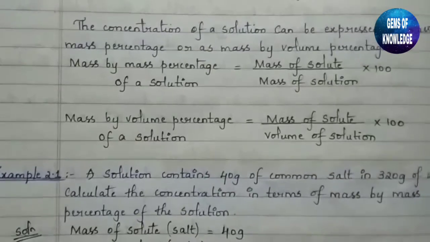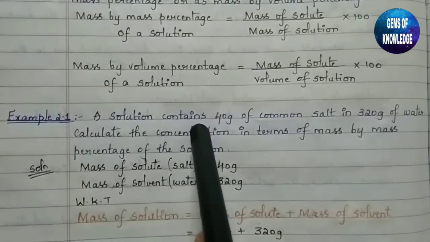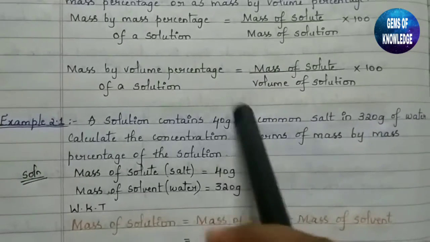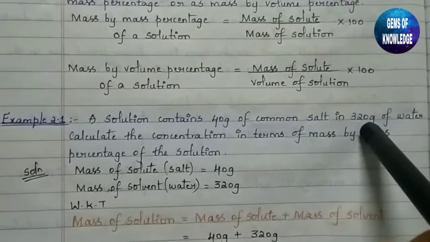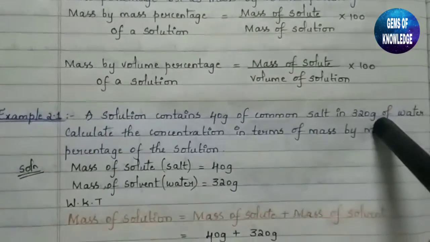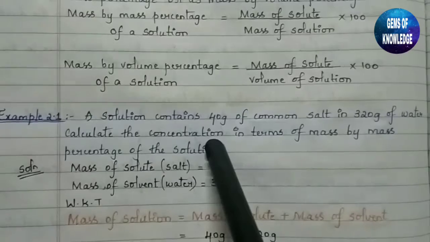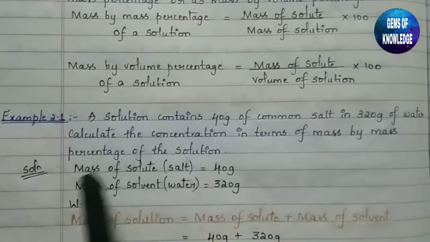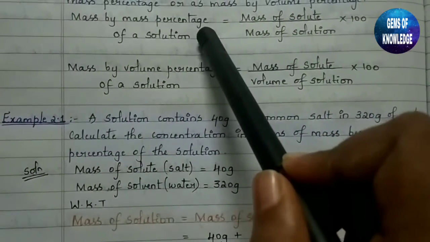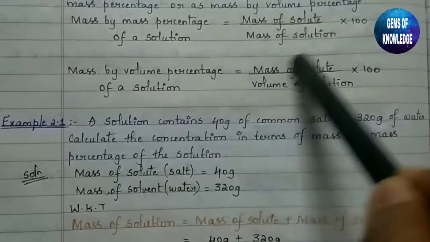Depending on this, one exemplar problem has been given. A solution contains 40 grams of common salt in 320 grams of water. So the water is taken as 320 grams, and in that 40 grams of common salt has been dissolved. What we have to do here is calculate the concentration in terms of mass by mass percentage of the solution. So we have to use this formula here.